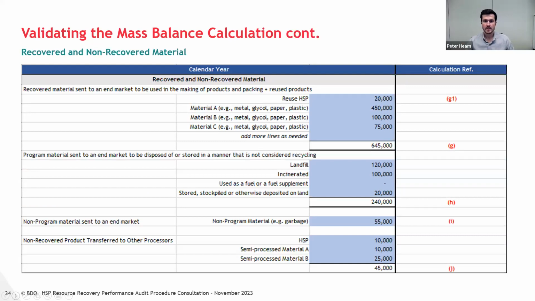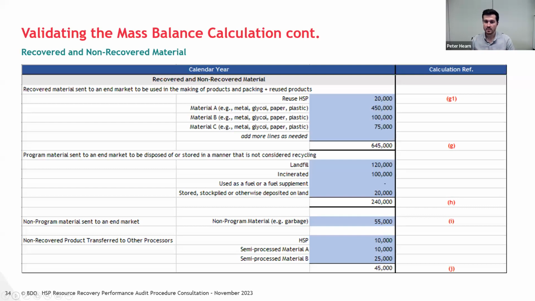So the next slide is the recovered and non-recovered material. The top bit is the recovered material sent to an end market. We've included reuse here, but also split up the various materials that could be considered recovered. Then there are materials that are non-recycled, so they could go to the 4 different use types that are not considered to be recycled, as listed there.